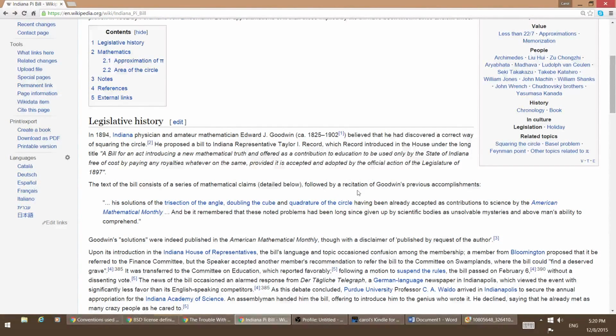It's followed by a recitation of Goodwin's previous accomplishments, his solutions to the trisection of the angle, doubling the cube, and quadrature of the circle, having been already accepted as contributions to science by the American Mathematical Monthly, and be it remembered that these noted problems had long since been given up by scientific bodies as unsolvable mysteries and above man's ability to comprehend.